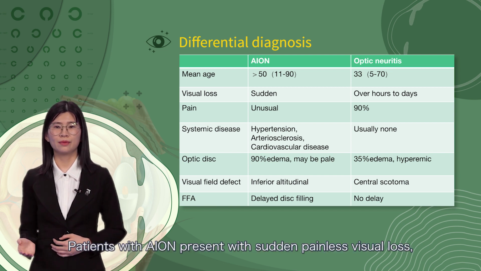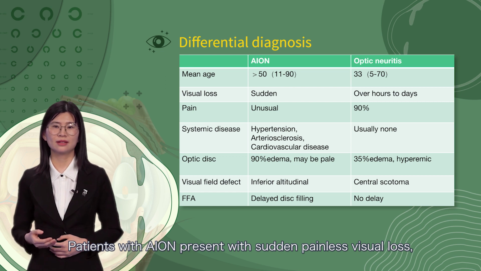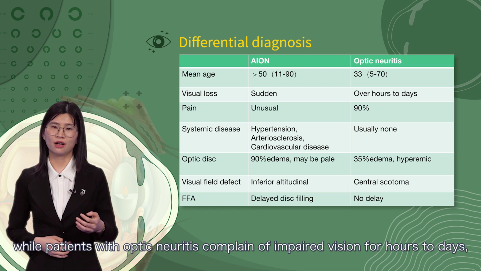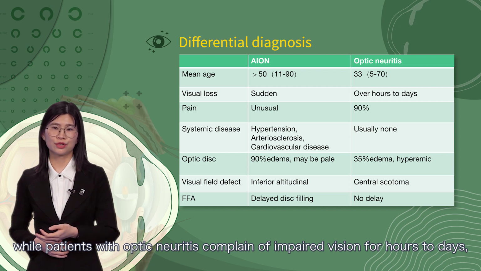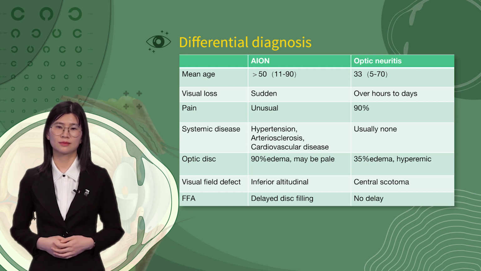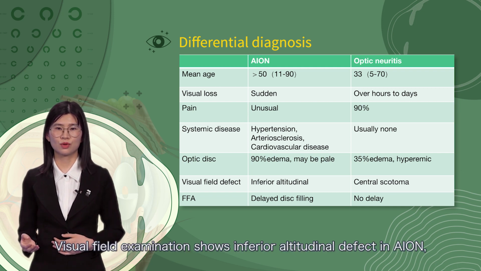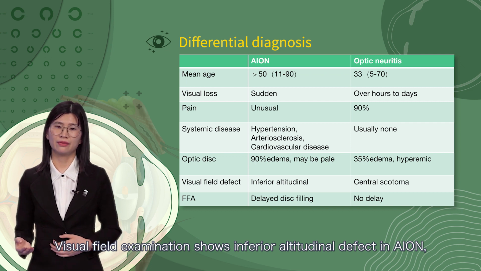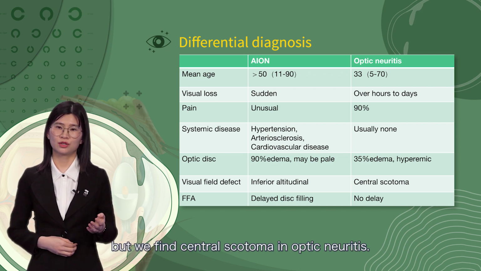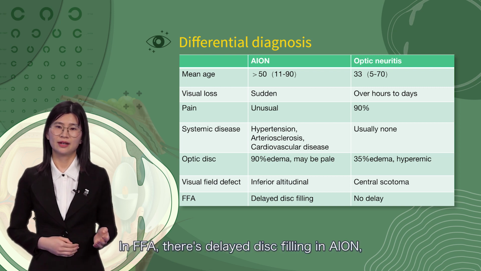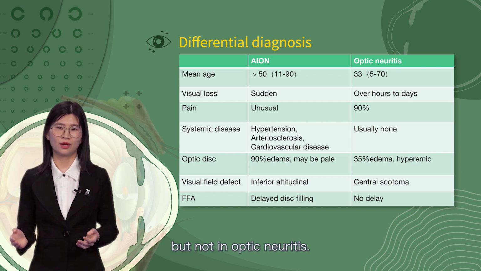Patients with AION present with sudden painless visual loss, while patients with optic neuritis complain of impaired vision for hours to days, and with pain on eye movement. Visual examination shows inferior altitudinal defect in AION, but we find central scotoma in optic neuritis. In FFA, there is delayed disc filling in AION, but not in optic neuritis.